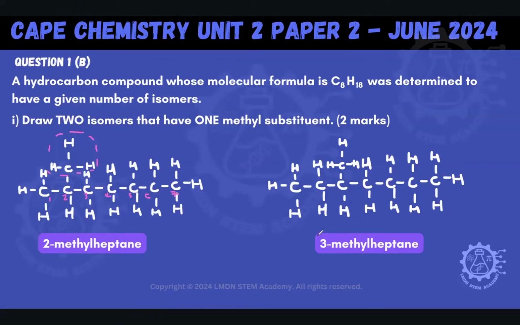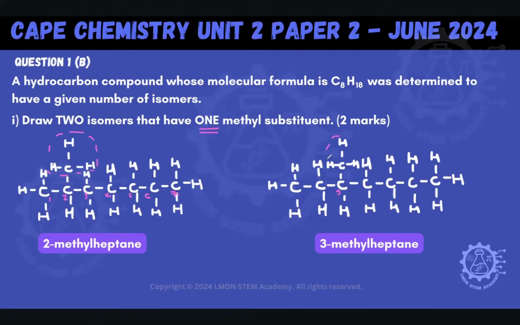And here's my other one. I just moved the methyl to the third carbon instead of it being on the second one. So now this is 3-methylheptane. You can imagine a scenario in which you just move the methyl to the fourth carbon, and that would be 4-methylheptane. All of these would be examples of chain isomers that we just drew here for this compound, and so we meet the criteria that it would have 1 methyl substituent.